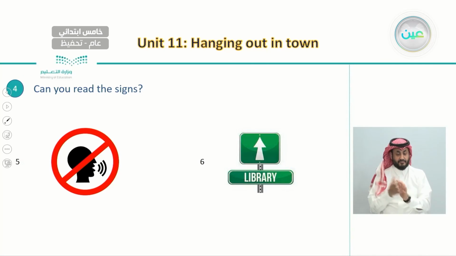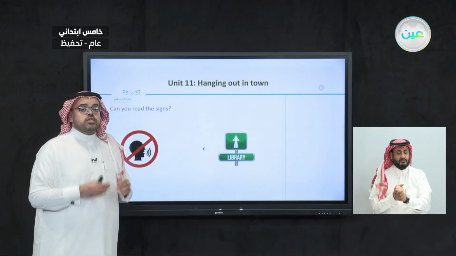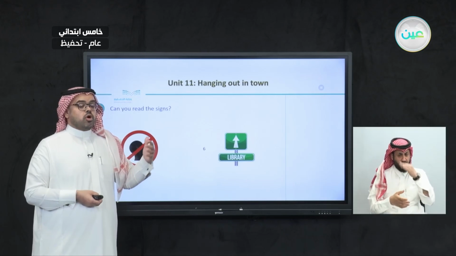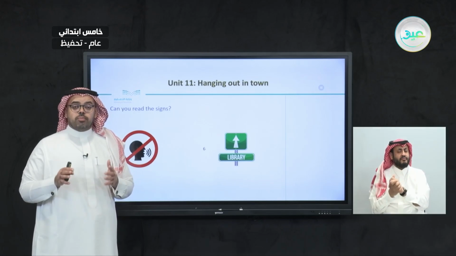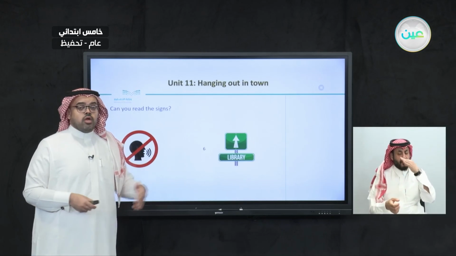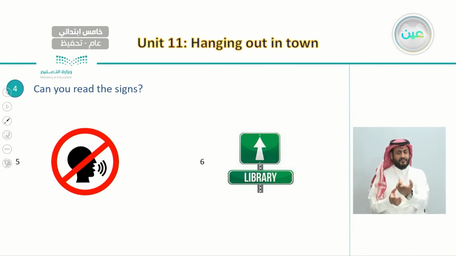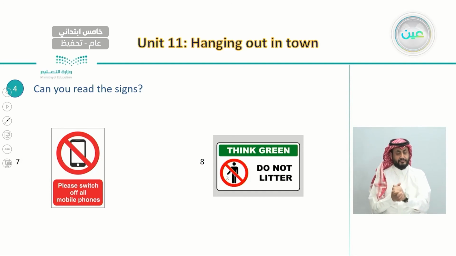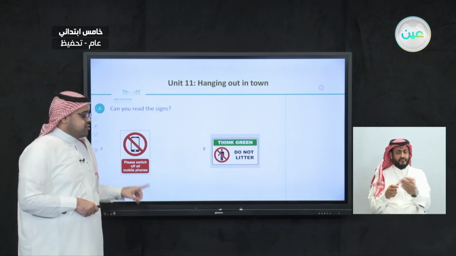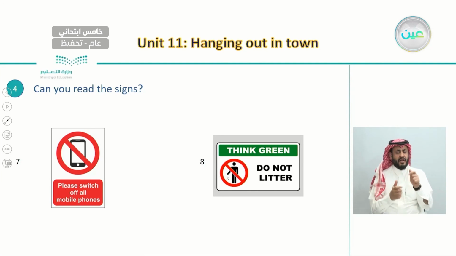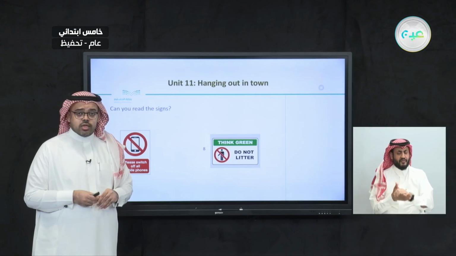Number 5. Have a look at this sign. Do you know what this sign means? It means no talking, because maybe you are in a library or a certain place where you're not allowed to talk. And have a look at this one. Can you tell what this sign means, number 6? It means that if you need the library, it is that way. Number 7. Can you read the sign? The sign says, please switch off all mobile phones. Switch them off. It means turn them off or keep them silent.